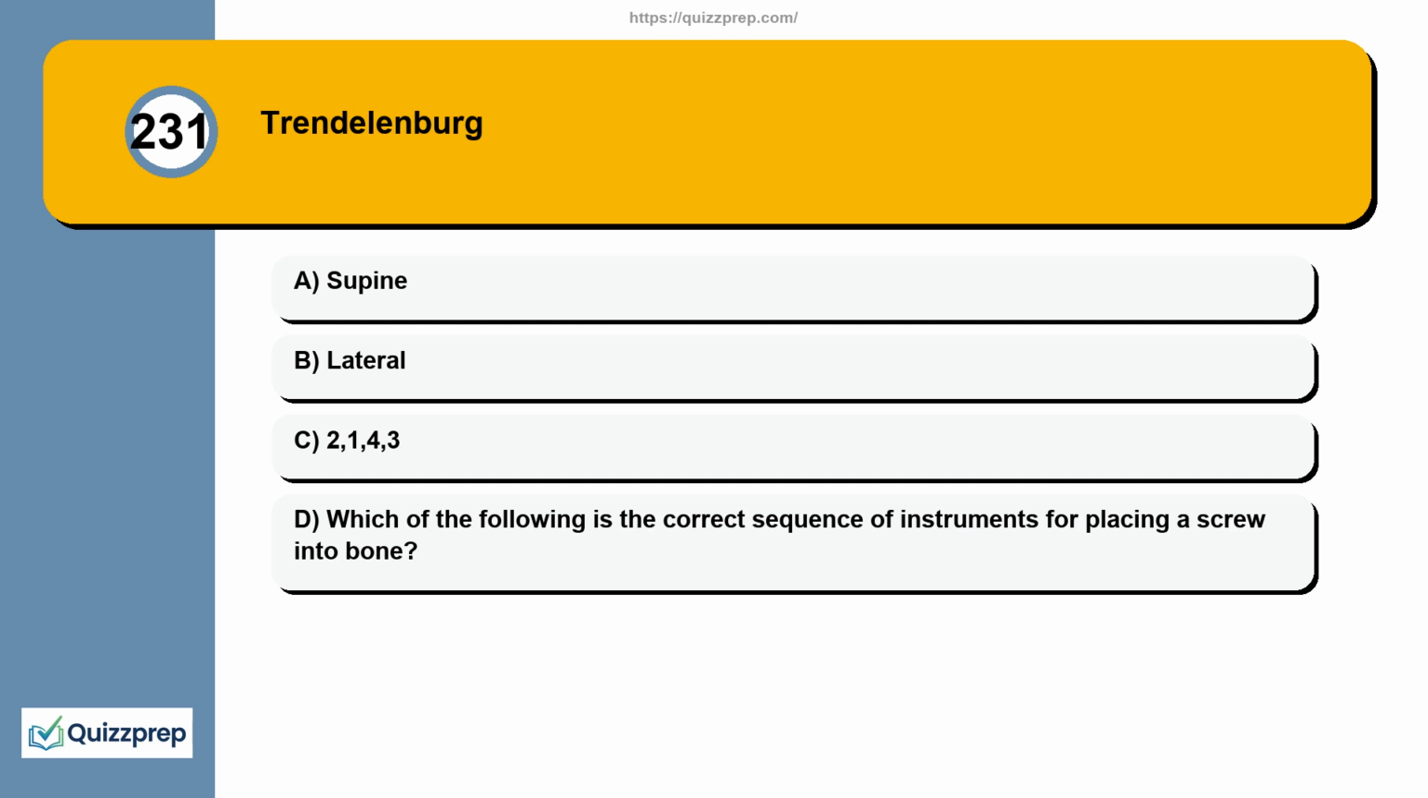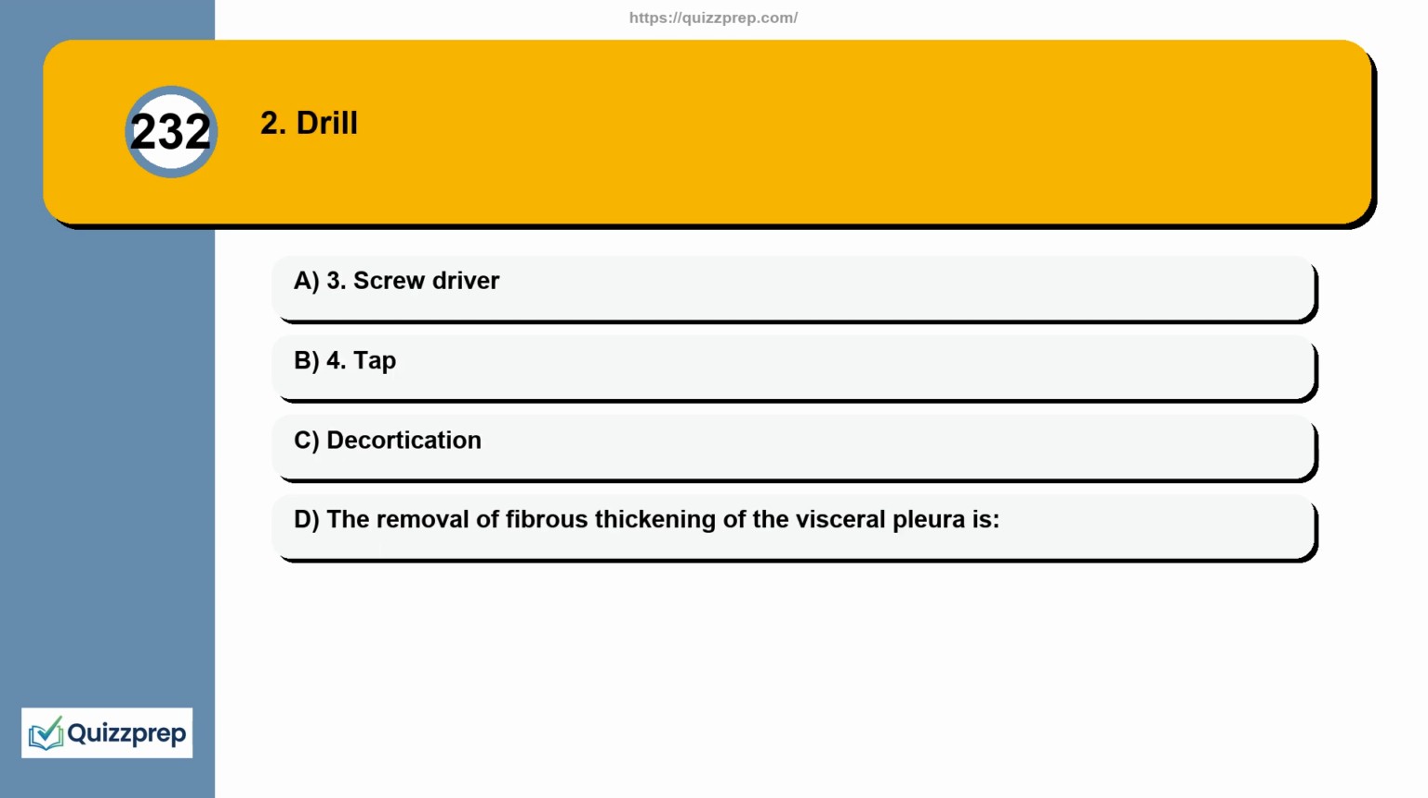Question 231, Trendelenburg. Option A, supine. Option B, lateral. Option C, 2, 1, 4, 3. Option D, which of the following is the correct sequence of instruments for placing a screw into bone? The correct answer is option Nan. Question 232, 2, drill. Option A, 3, screwdriver. Option B, 4, tap. Option C, decortication. Option D, the removal of fibrous thickening of the visceral pleura is. The correct answer is option Nan.